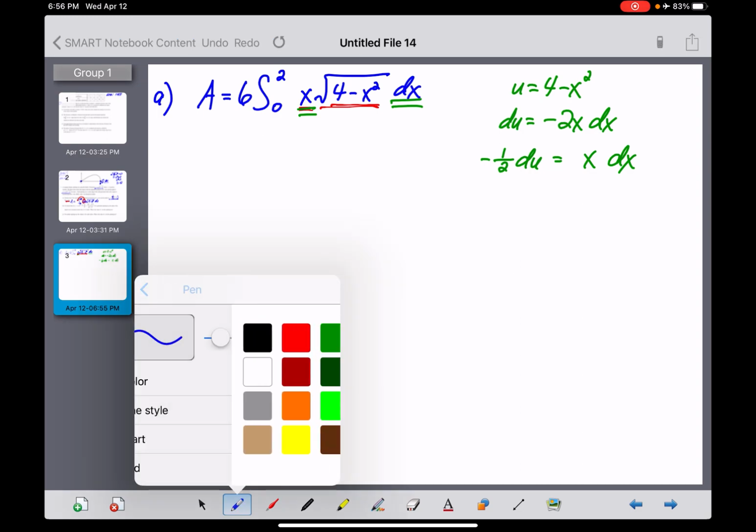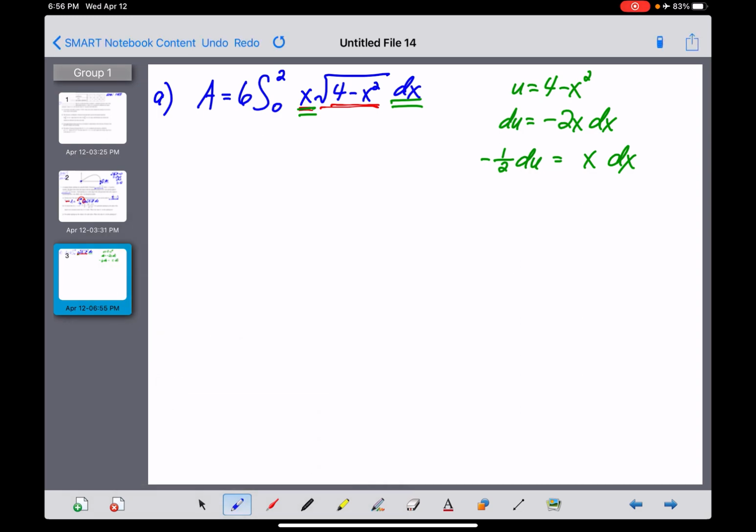Okay. So what does that do for us, guys? This area then is going to be 6 times a definite integral, and I'll leave the limits out for right now. Our primary substitution comes right here. That is going to be the square root of u. And then the secondary substitution, the x and the dx right here, gets replaced by a negative 1/2 du. So I'll put a du at the end, and I'll pull that negative 1/2 all the way out in front, and then we're going to multiply that by 6.